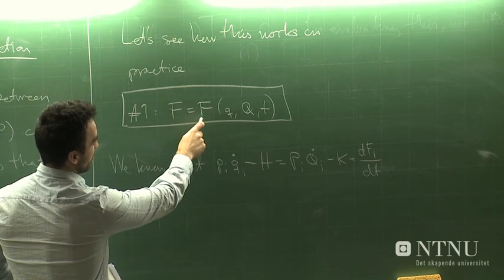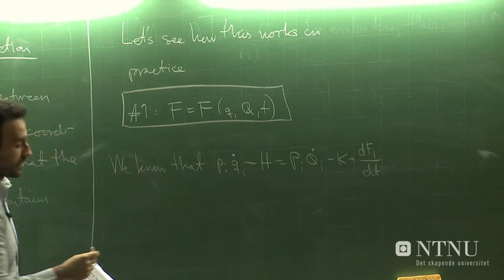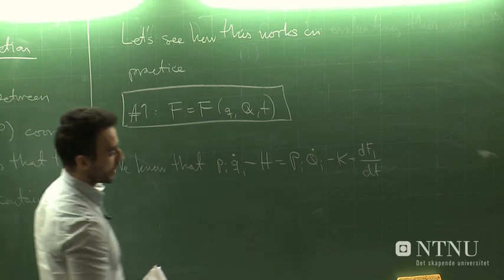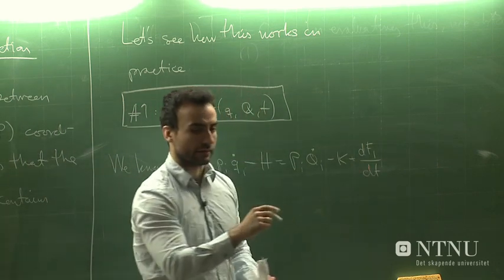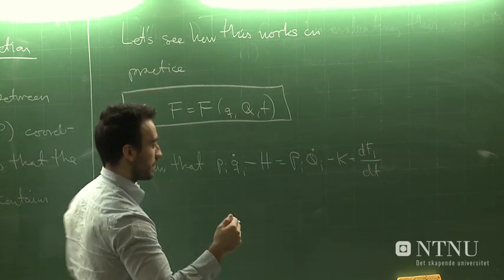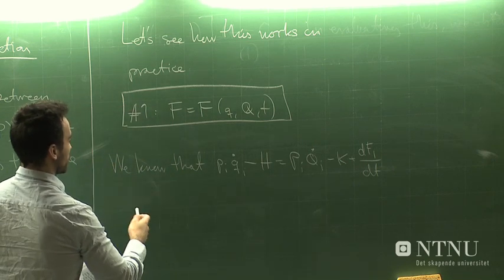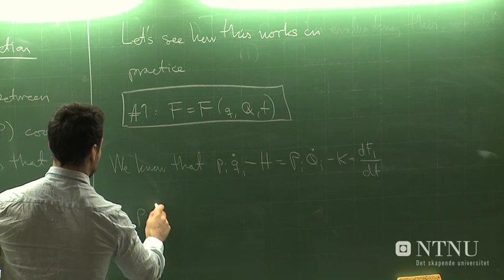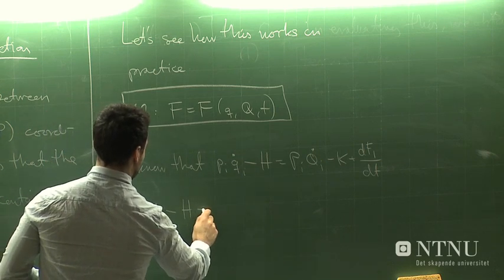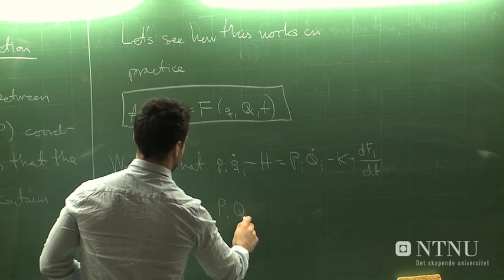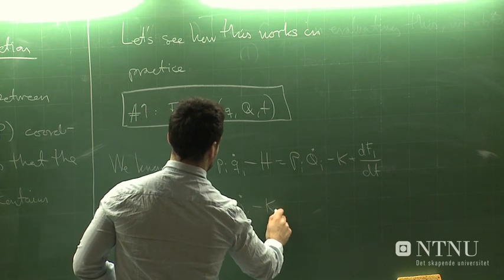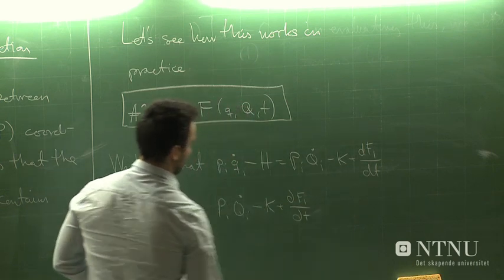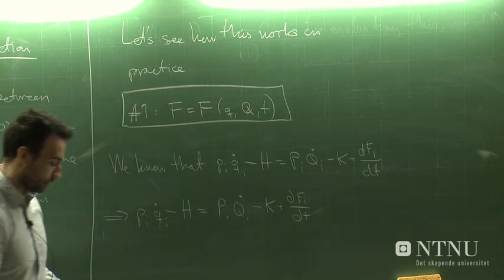Now, since we have said here that f is supposed to be a function of small q and large q and time, this means that we can write this total derivative by the product rule. So first we get the partial derivative of f.